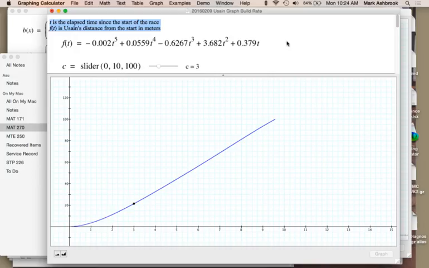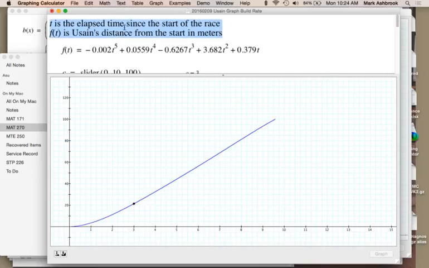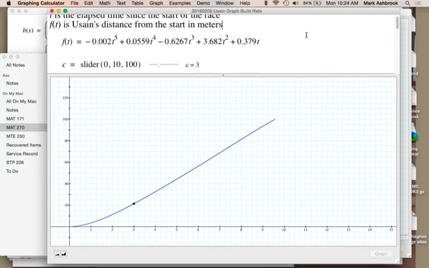The dependent variable on the y-axis is distance, and the x-axis is time in seconds since he started running, and this is a polynomial version of that run that he made. So let's make that bigger. Okay, so T is the time elapsed since the start of the race. F of T is his distance from the start in meters. And let's just start with talking about at 3 seconds since he started the race.